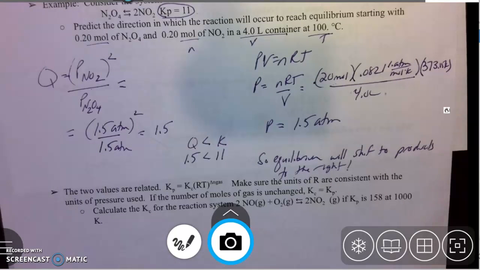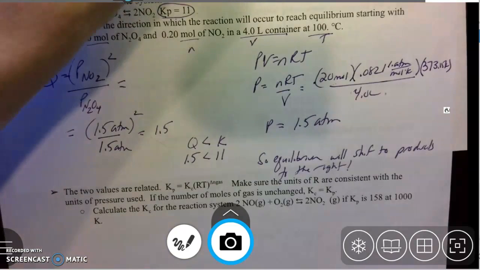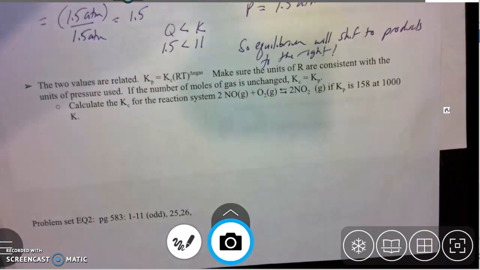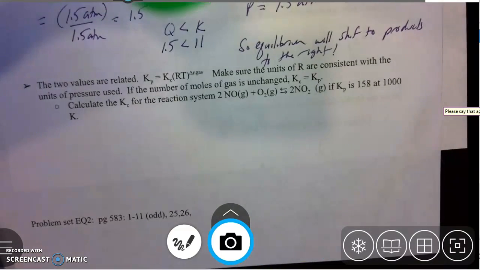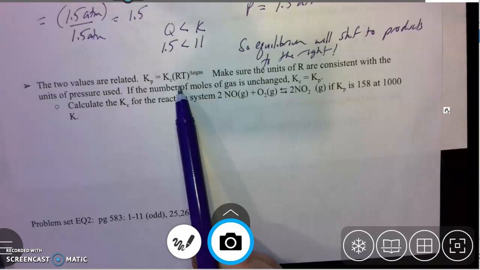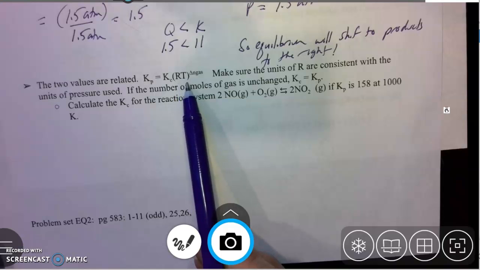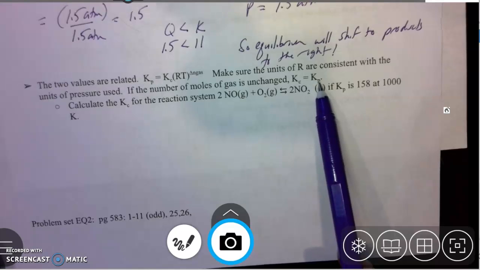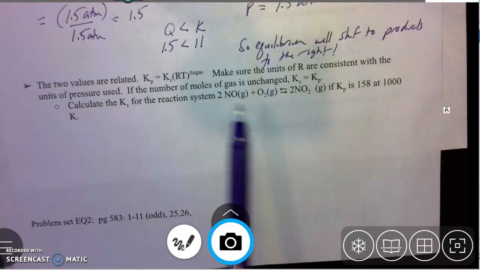And then there is an interrelationship between the two values. So if you know one of them, you can find the other one. So that can be useful sometimes if you can't find the other value. Okay, so Kp is Kc times R times T. And make sure your units of R are consistent. So just like any other gas law problem, we need to make sure we know that.